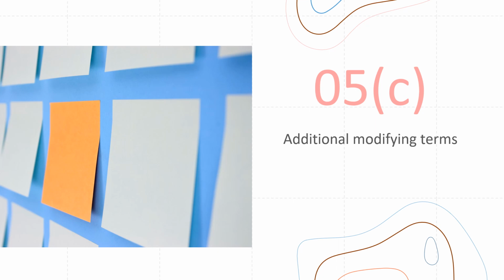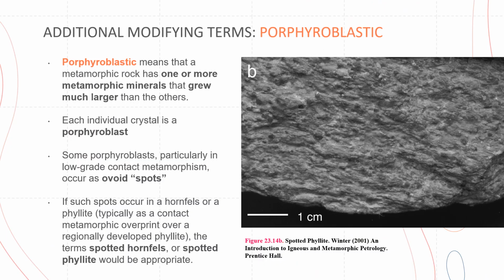Next on the list, we're going to have a look at how to use additional modifying terms to emphasize features within a metamorphic rock, because as you can remember, the purpose of naming rocks is to impart useful information about it, and sometimes this can only be achieved by adding something to the name to make it more obvious. So one example of that would be to point out a feature that stands out. One example would be to name something porphyroblastic.